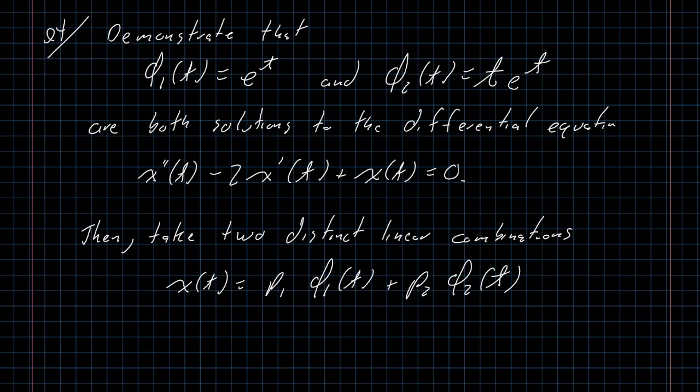All right. Then I want you to take two distinct linear combinations. x of t equals p1 times phi1 of t plus p2 times phi2 of t. Pick values of p1 and p2. Don't pick 0, that's boring, but pick two distinct pairs of values, plug them in, get two new functions, and demonstrate that both of those functions are solutions to the differential equation as well.